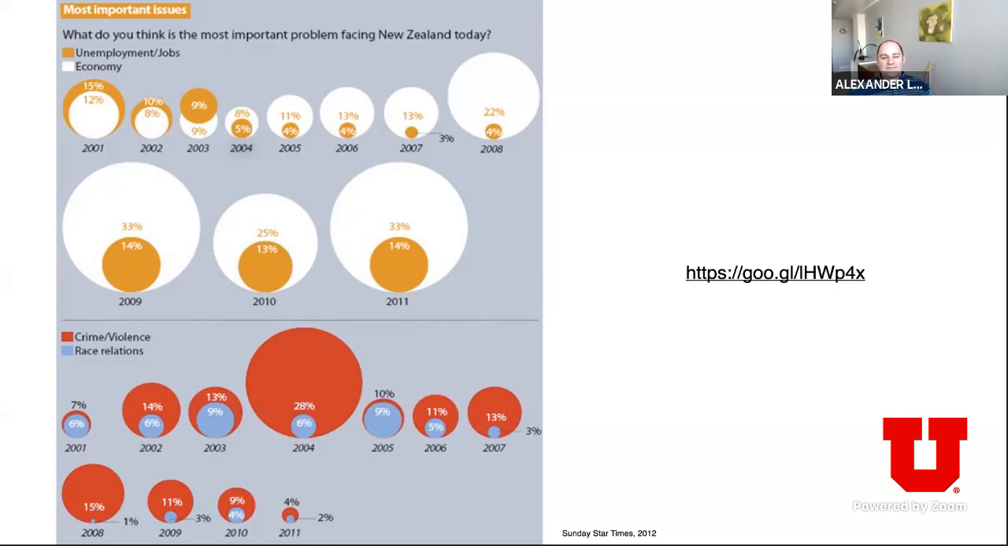And so how's the data visually encoded here? It looks like the proportion of respondents that chose one category is encoded in the circle's radius. In the circle's radius, yeah. So is that a good choice? No.